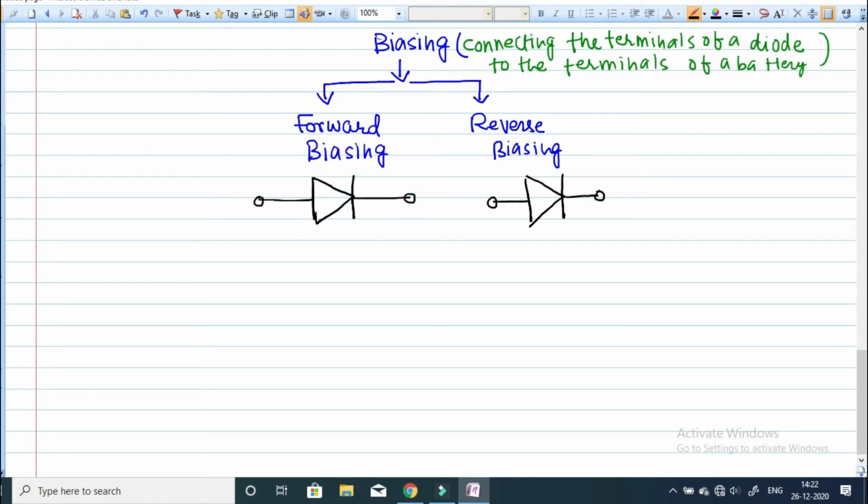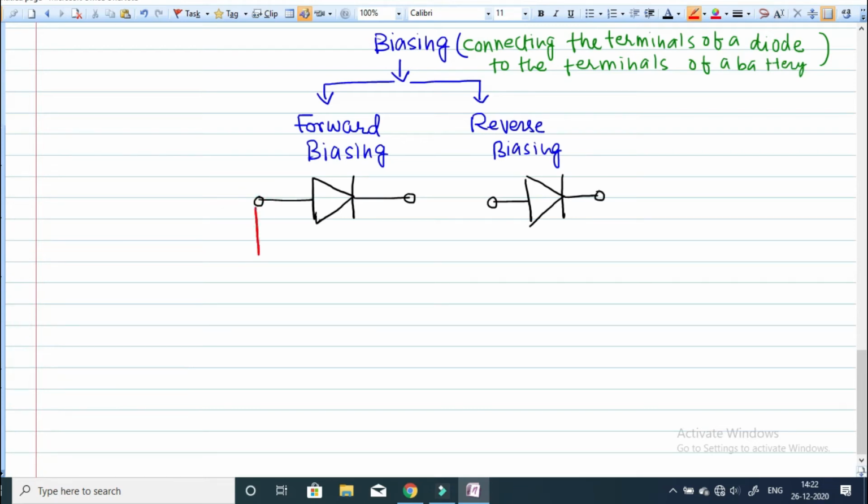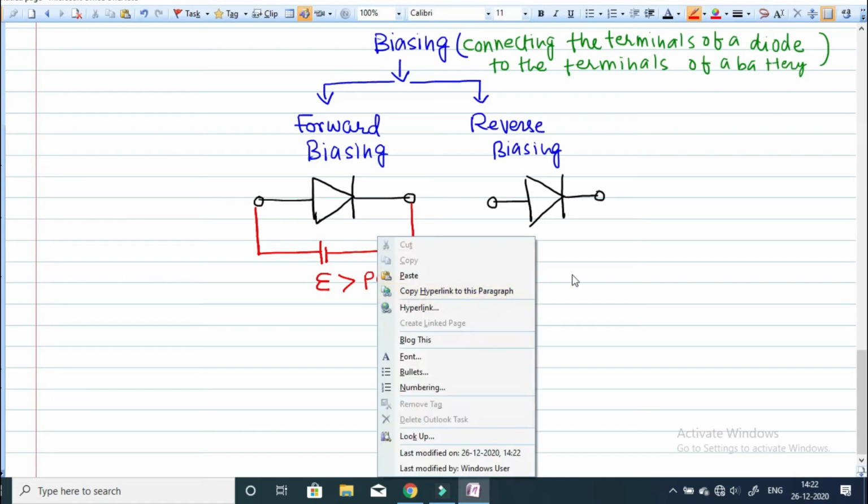Okay, now what we are doing? Now we are connecting it with the external source of energy with the wire. We are connecting P-type semiconductor with the positive terminal of the battery, and N-type semiconductor with the negative terminal of the battery. Then this process is known as forward biasing. Suppose the EMF of this battery must be greater than the potential barrier. Always remember this value must be greater than the potential barrier. I will explain in detail about this forward biasing.